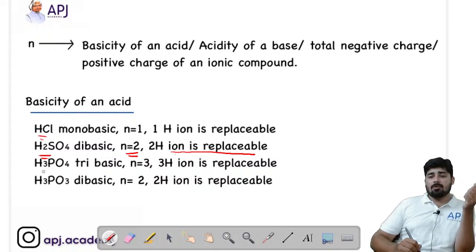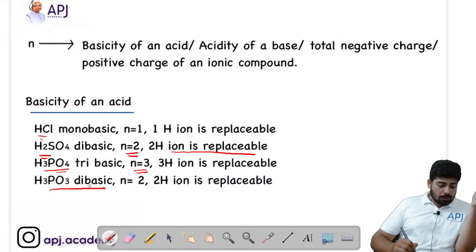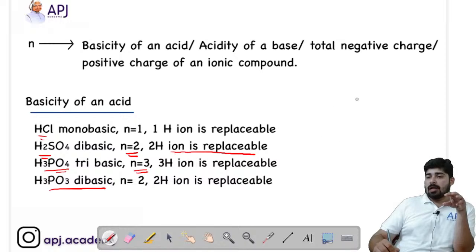Okay, now what about orthophosphoric acid? It consists of 3 replaceable H plus ions. It consists of 3 acidic hydrogens. And in the case of H3PO3, students generally tend to think that in H3PO3 there will be 3 H plus ions. No, actually the structure of H3PO3 is like this.